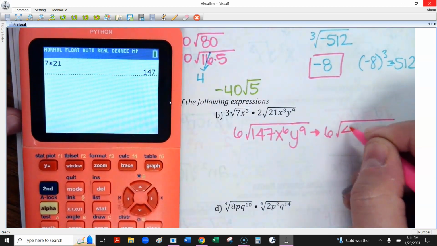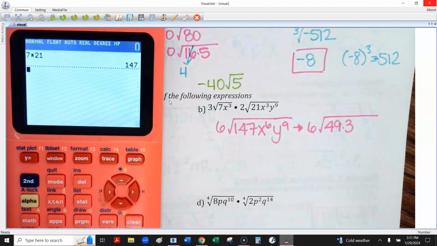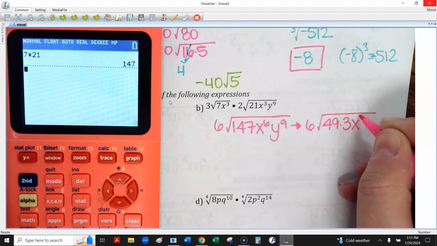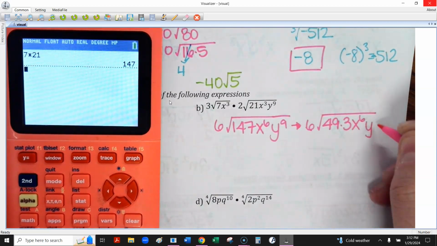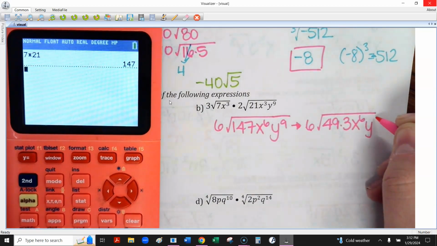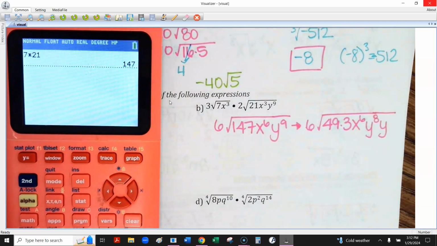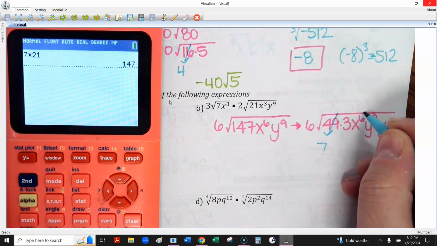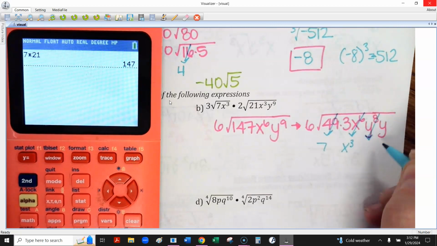147 is 49 times 3. Biggest perfect square that divides into 49. Okay, x to the 6th, this is a square root, so I'm going to leave that alone. Y to the 9th, though, I've got to break that apart. Out of 9, the biggest number that the index of 2 would go into would be 8. And then I'd have 1 left. So we're going to pull out a 7 from the square root of 49. Square root of x to the 6th would come out as x to the 3rd. Y to the 8th would come out as y to the 4th.